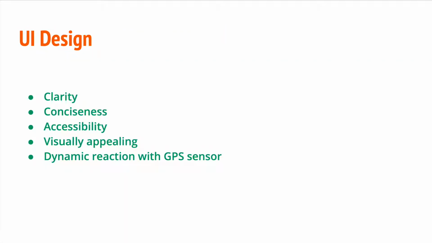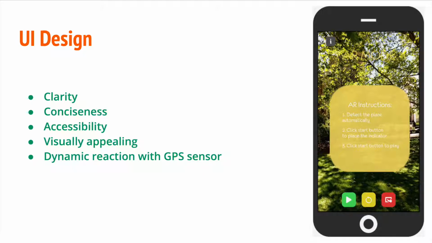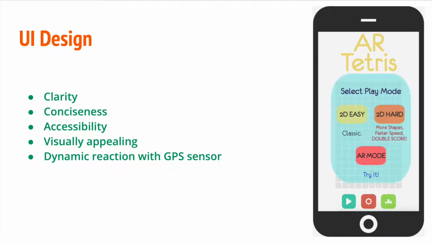The whole purpose of user interface design is to enable people to interact with the app clearly, easily, and enjoyably. So first of all, clarity of the elements has to be guaranteed. The design of icons are intuitive and represents their functionalities. We also provide an instruction for the users who try the AR mode for the first time, so no one will get confused. Keeping things clear is important, but we also keep things concise.